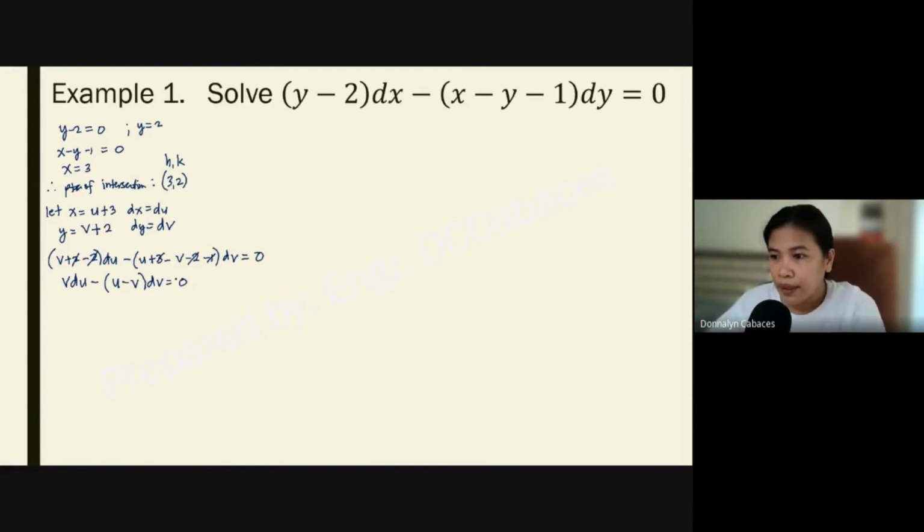Okay? And now what is this equation? This is a homogeneous differential equation. First term, you have v, degree 1. Second term, u, degree 1. And then v, degree 1. So this is a homogeneous differential equation.